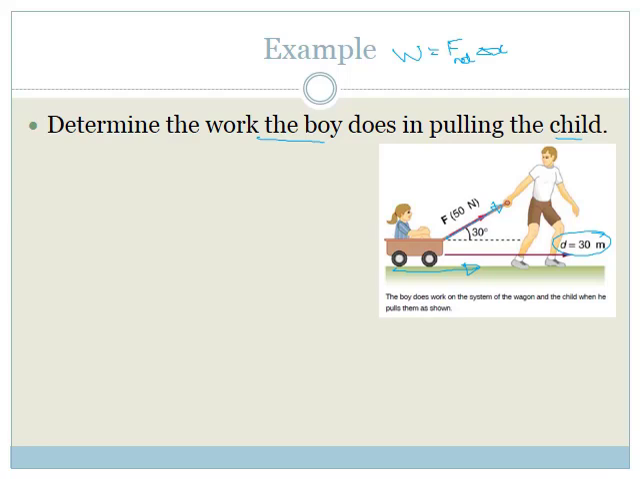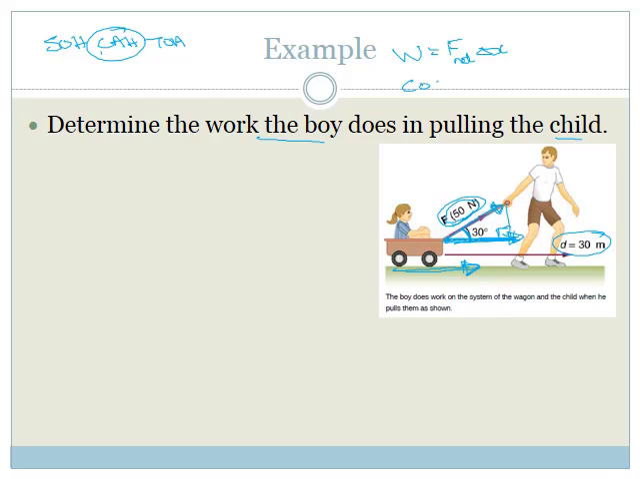So if we look at this diagram, we can see that the little boy is pulling at 50 newtons, but this 50 newtons is at 30 degrees to the horizontal. And the horizontal is the direction that the little child is being pulled. So in order to get the net force that is actually pulling the child horizontally, we'd need to work out the horizontal component. So if we apply SOHCAHTOA to this triangle, we're going to have to use cos. We want the horizontal component.